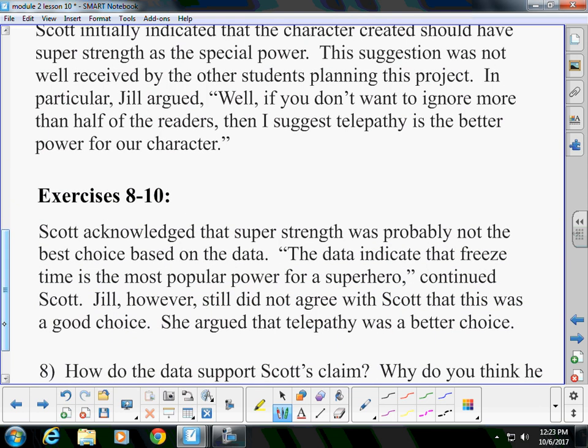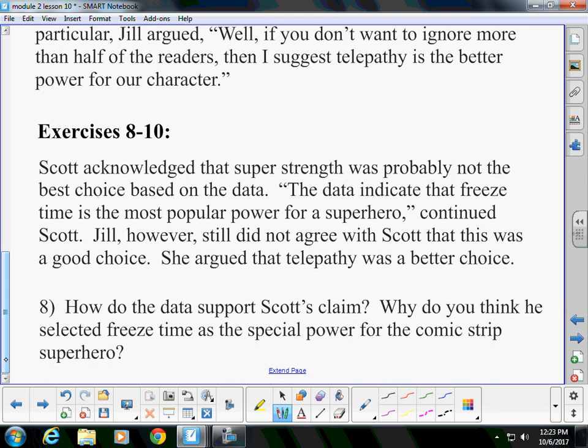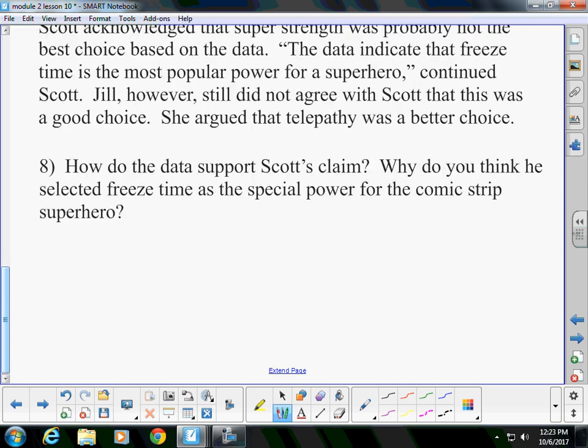Exercises 8 through 10. Scott acknowledged that super strength was probably not the best choice based on the data. The data indicated that freeze time is the most popular power for a superhero, continued Scott. Jill, however, still did not agree with Scott that this was a good choice. She argued that telepathy was a better choice. How does the data support Scott's claim? Why do you think he selected freeze time as a special power for the comic strip?